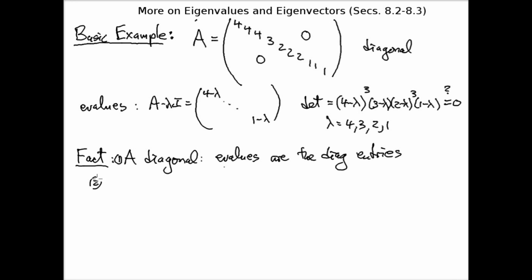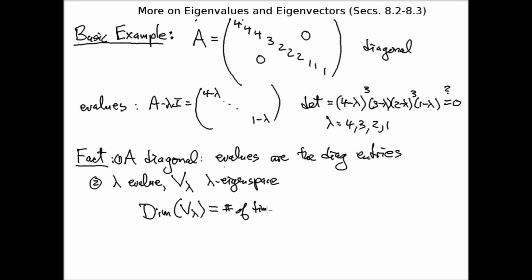And secondly, if lambda is an eigenvalue, I'll always write V sub lambda for the corresponding lambda eigenspace. What's its dimension? Well, for example, if lambda is equal to 4, what's the dimension of the space of 4 eigenvectors? Well, if you think about it, and I'll show you in a second, it's 3. It's the number of times lambda occurs.